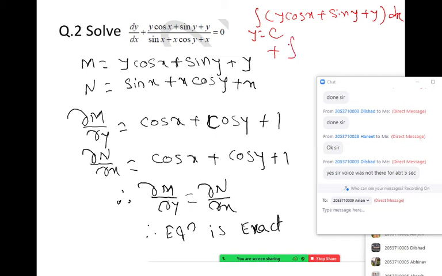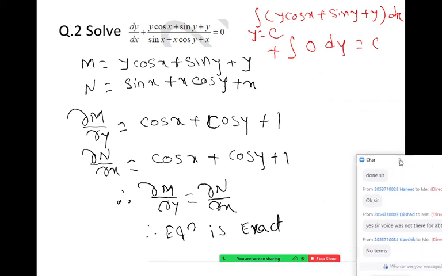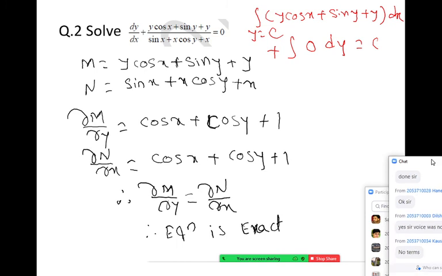Can you tell me which terms are there which are free from x? How many terms of N are free from x? Zero, sir. Very good. No terms, correct. So it is the integral of 0 dy, and that equals a constant. And now the only thing left here is the integration.